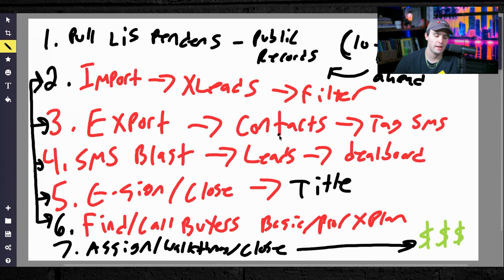We're going to export it into the contacts tab, which is the other tab inside the CRM. We're going to tag it SMS Blaster. They'll automatically SMS blast the leads. You'll get some leads. You'll talk to them via text. You'll throw them on the deal board. You'll e-sign and close them, send a title, find or call the cash buyers. I'll show you the basic pro and X plan, assign, walkthrough, close, cha-ching, profit.